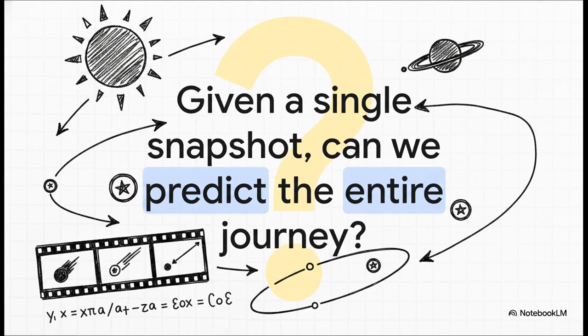Let's boil that down, right? The real question is, can a single snapshot of a planet's motion actually tell us the boundaries of its entire journey? I mean, that sounds kind of crazy, doesn't it? It's like trying to predict the entire plot of a movie just from looking at one single frame. But here's the cool part. With the right physics tools, it's not just possible, it's actually really elegant.